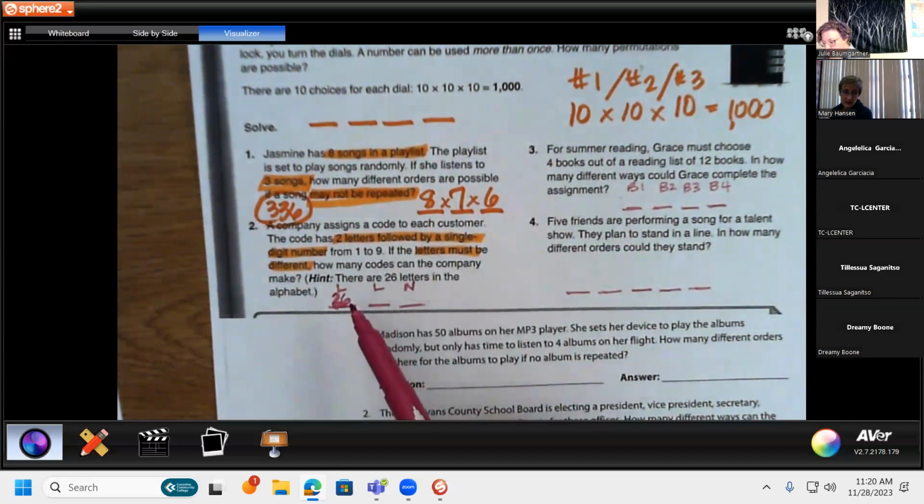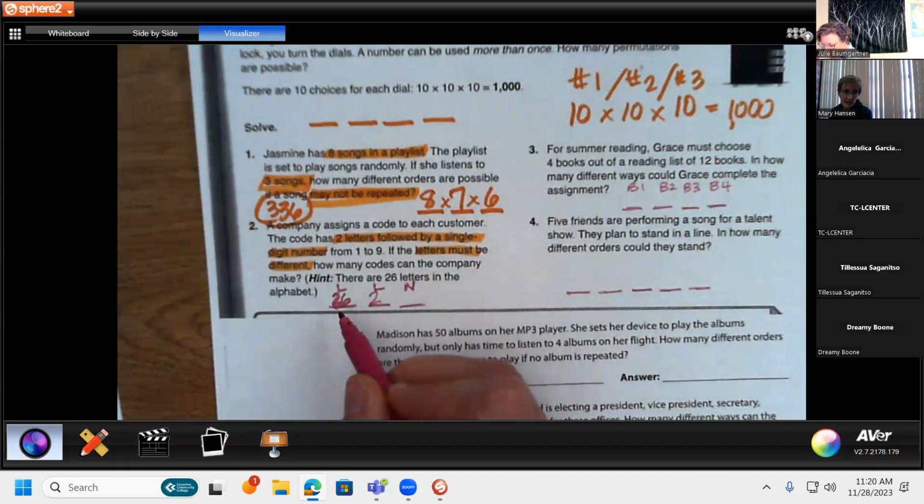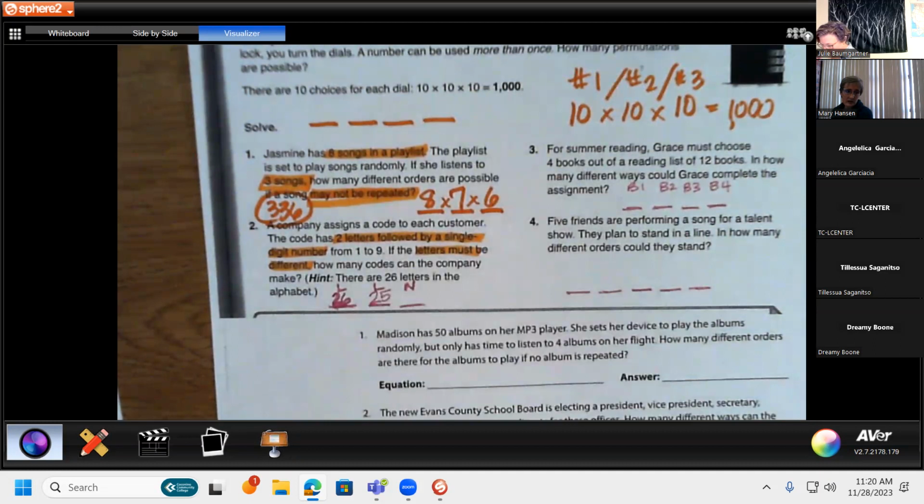Once the first letter has been chosen, there's not 26 left for the second letter because it says the letters must be different. If the letters didn't have to be different, you could put 26 in here again. But since they cannot be the same, once the first letter is chosen, like let's say A is the first letter, there's only B through Z left for the second letter. So there's 25 choices left for the second letter.